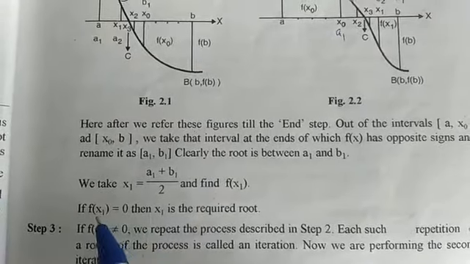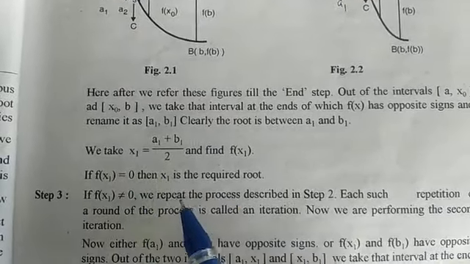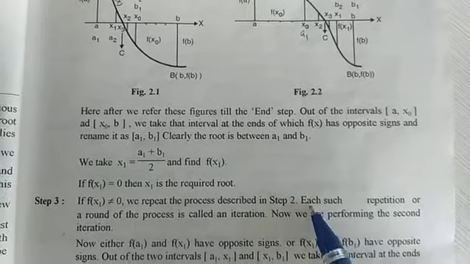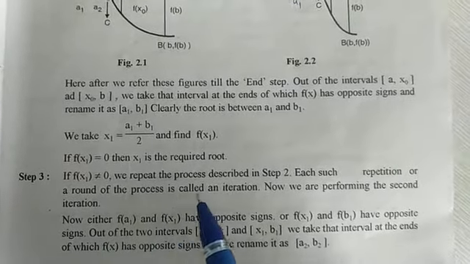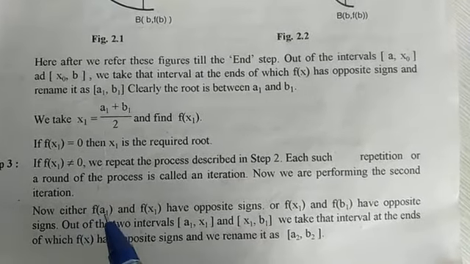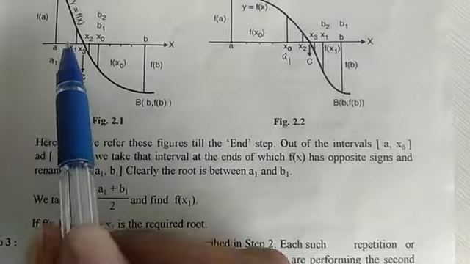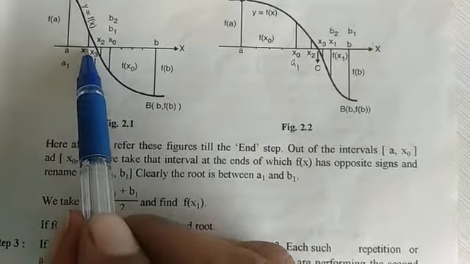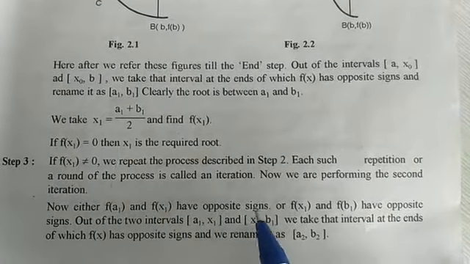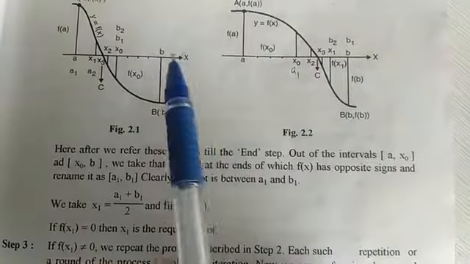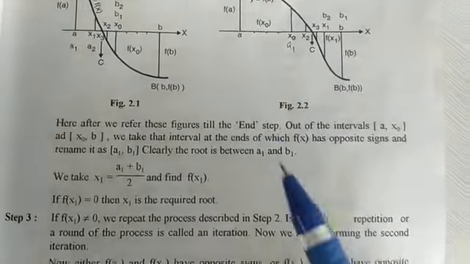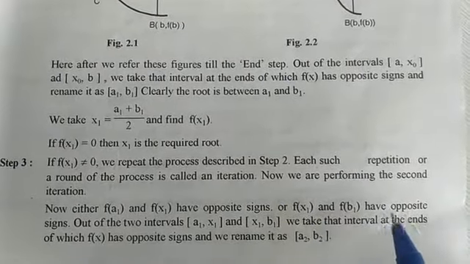So here if f of x1 is equal to 0, then x1 is the required root. If it is not 0, we repeat the process described in step 2, which means this step. Each such repetition or round of the process is called an iteration. Now we are performing the second iteration. Now either f of a1 and f of x1 have opposite sign, or f of x1 and f of b1 have opposite sign.